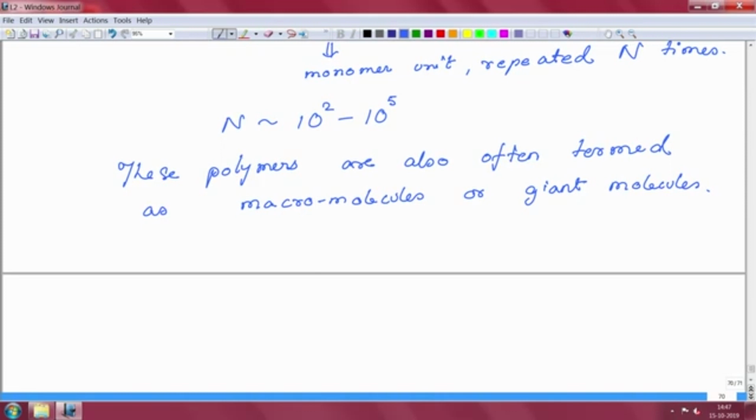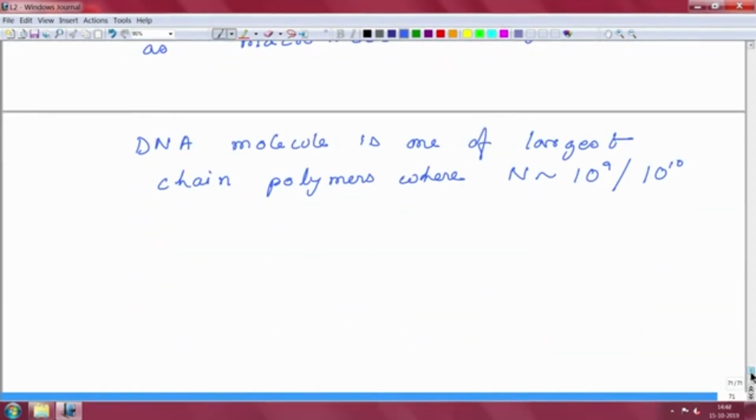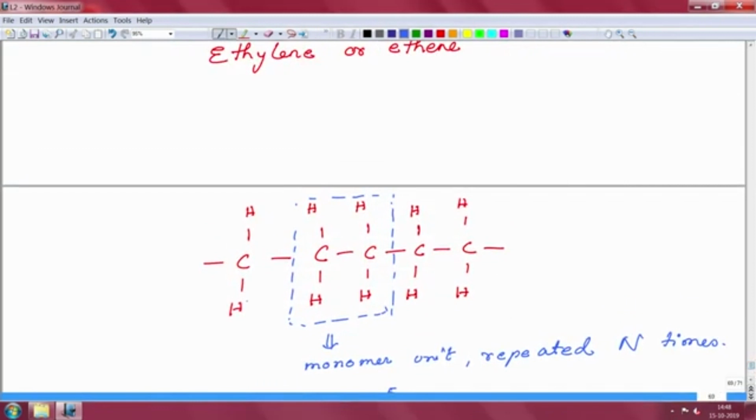Now, another example of such polymers is DNA. For example, the DNA molecule is one of the largest chain polymers, where this N can be of the order of 10 to the power 9 or even 10 to the power 10. Okay. So, this is how our long polymer chain is going to form.